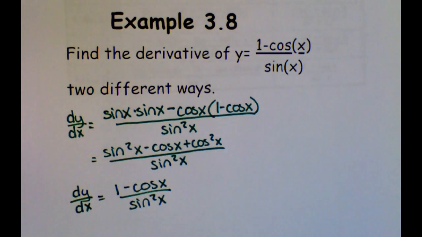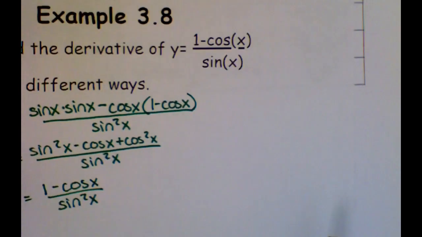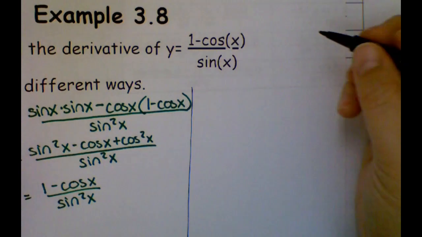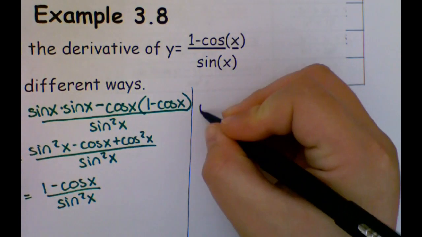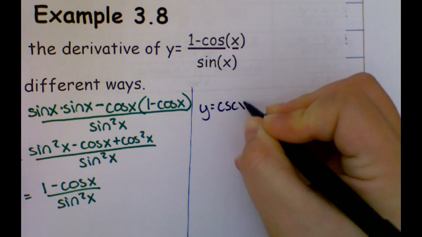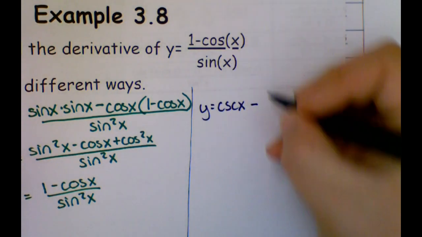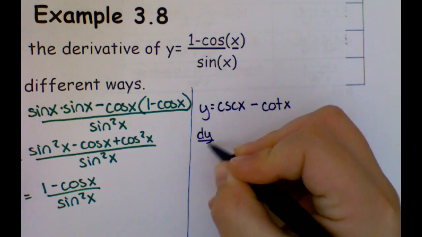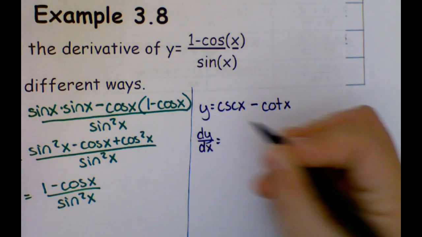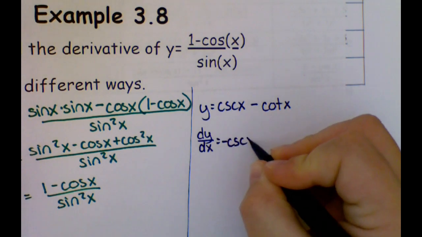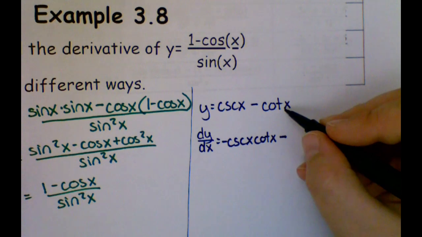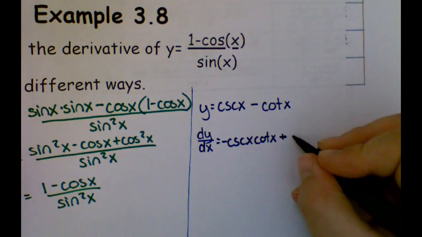If we need to, we'll work with that further in a minute. The other way we could find this derivative is if I say, okay, well, 1 over sine is cosecant, and cosine over sine is cotangent. Well, I know the derivative of cosecant is negative cosecant cotangent, minus the derivative of cotangent is negative, so plus cosecant squared.